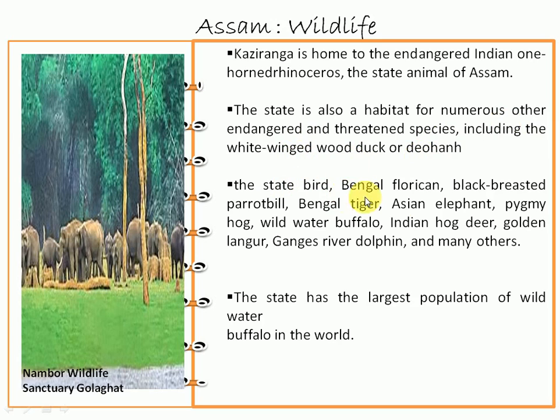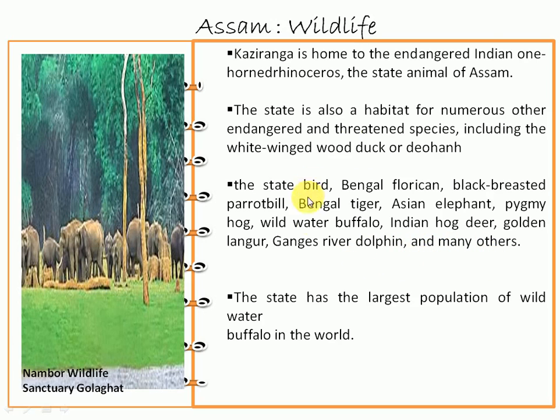The state bird Bengal florican, black-breasted parrot-billed, Bengal tiger, Asian elephant, pygmy hog, wild water buffalo, Indian hog deer, golden langur, Ganges river dolphin, and many others are found in the state.